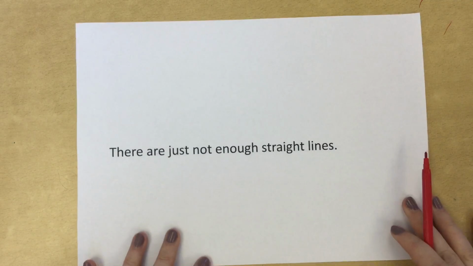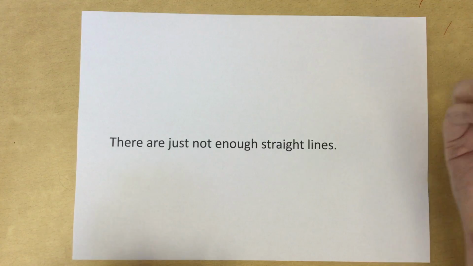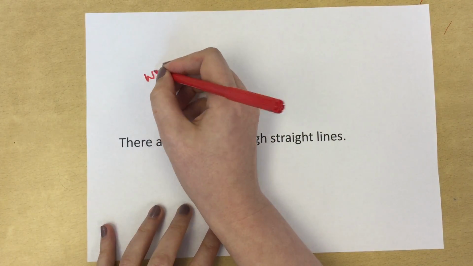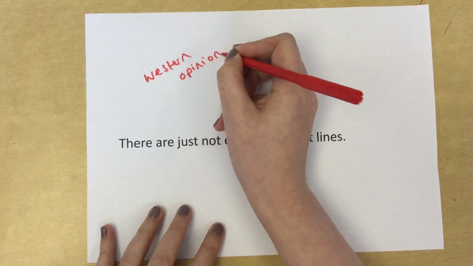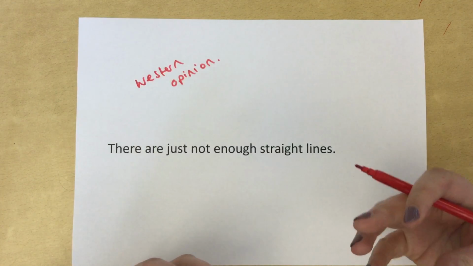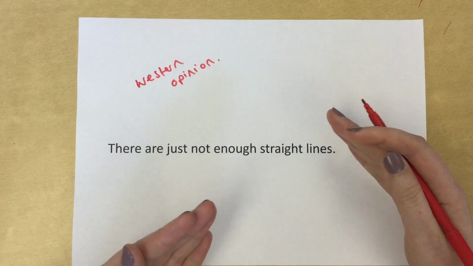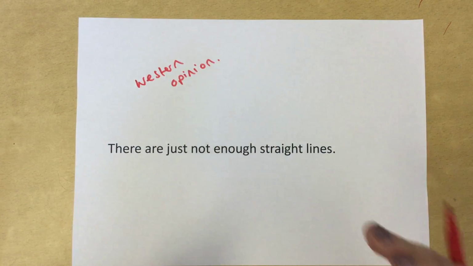So just having a look at a couple of key quotes now. First of all, there are just not enough straight lines. The first thing to note is that this is a Western opinion. We are starting the poem with what a Westerner, someone from somewhere like the UK, which is very domesticated, very formal, and does not have so much poverty, would think of a place like Mumbai and the slums. There are just not enough straight lines.